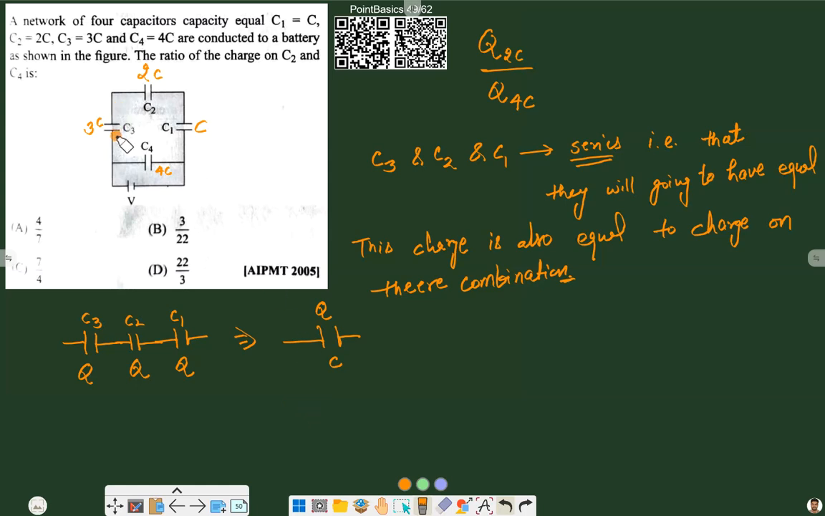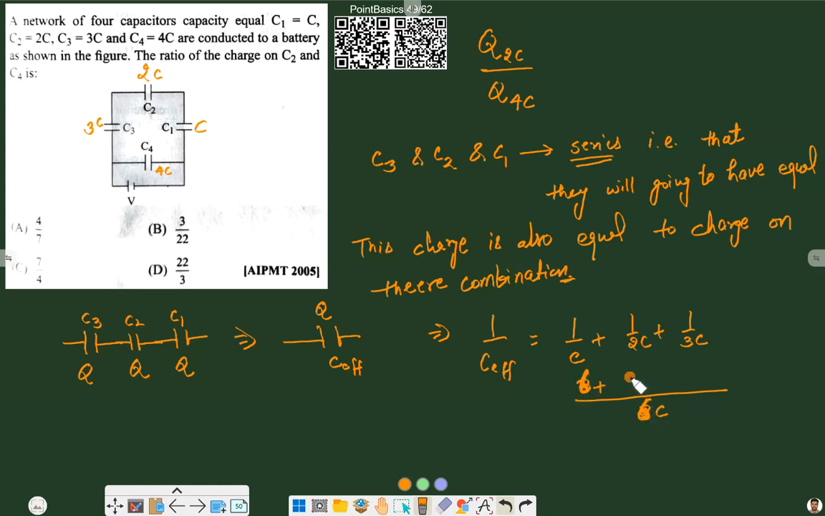Now we can find their combination, as all of these are in series, so once we write it C effective, 1 by C effective will be 1 by C plus 1 by 2C plus 1 by 3C, and 3C will be the LCM, 6C.